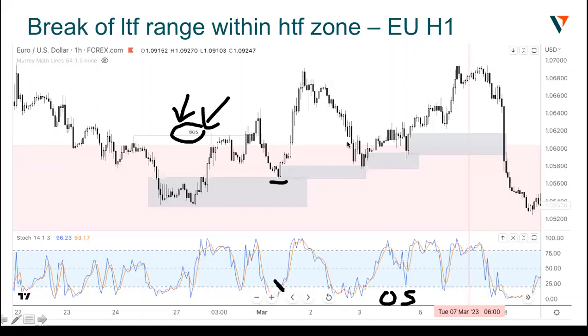Then once again, it pulls back into this area. Now this area caused the break in structure. It's also the extreme of this whole move, so this area now serves as a demand and price continues to the upside. Again, price came in to this demand area and broke above structure. You can see that when this demand region was being created, price did a slight pullback to this area before it continued higher.